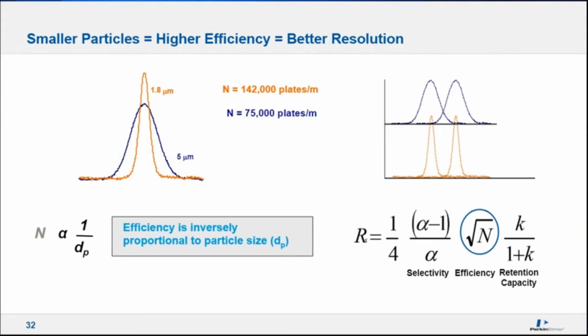So we could see a comparison of a 1.8 micron particle versus a 5 micron particle, and we could see how much sharper the 1.8 micron peak is versus the 5 micron. We can also see that if we are trying to resolve a pair of compounds using the 1.8 versus a 5 micron, the 1.8 is able to get baseline resolution of these two compounds, where the 5 micron does not. And again, if we need to quantitate, it's better to have a baseline separation than a partial separation.